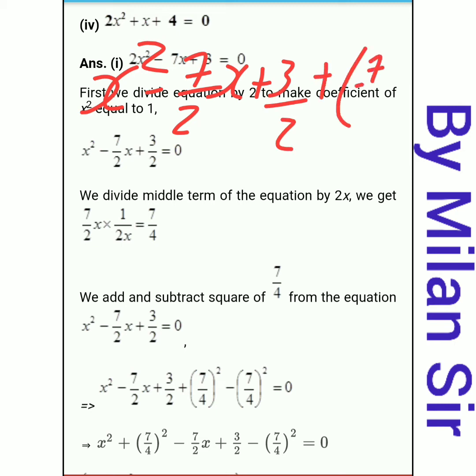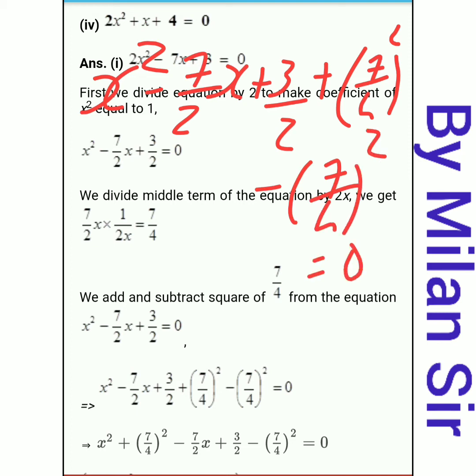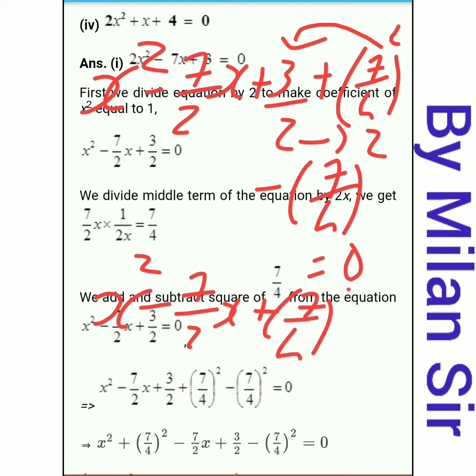Okay, so 7 by 4 all squared we need to add, and we need to subtract it, right? Then these terms we need to put here, we need to change the position of these two terms. So alternately what we get is x square minus 7 by 2 x plus (7 by 4) all squared, then we have plus 3 by 2 minus (7 by 4) all squared is equal to 0.